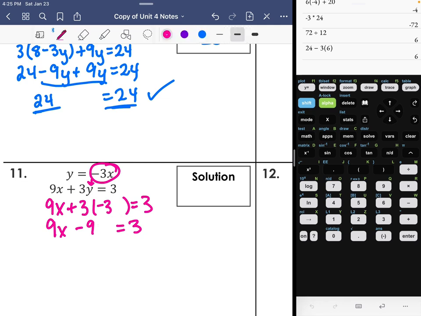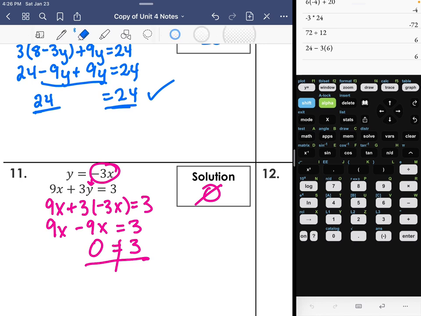Did you guys catch that? Were you thinking I was crazy? When I substituted negative 3x for y, I didn't write it correctly. So it should have been 3 times negative 3x. 3 times negative 3 is negative 9x. 9x minus 9x is 0. Does 0 equal 3? No, it does not. If you get different numbers like this, then it is a no solution because that's not true. So it can't possibly be correct.